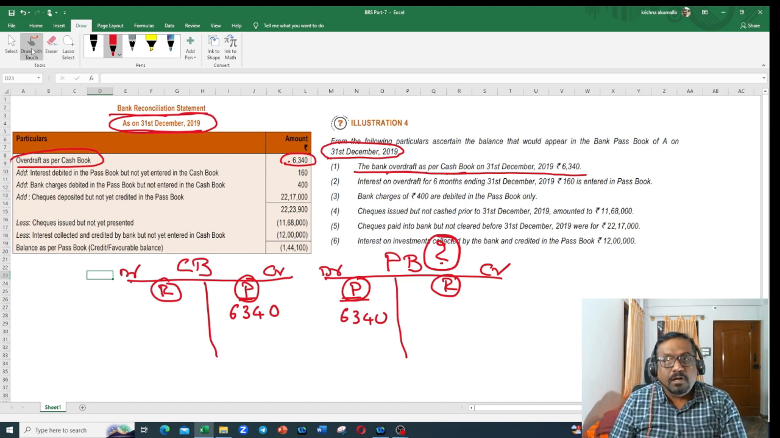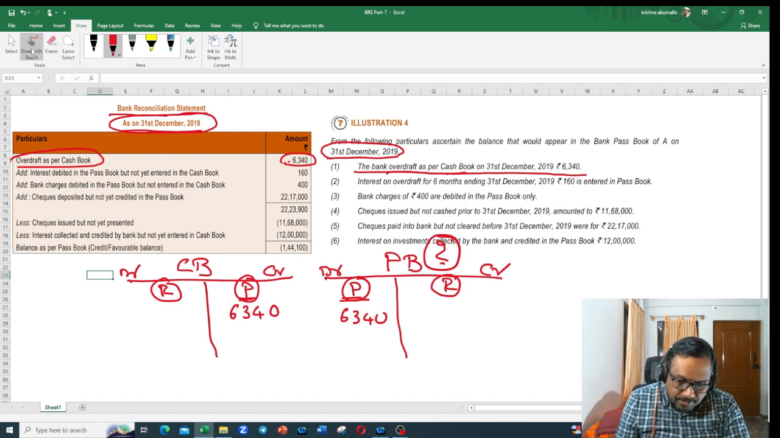Now, what is the rule? If the question mark balance is increased, you have to add. If the question mark balance is reduced, you need to deduct. That's all. If the question mark balance is increased, you have to add. If the question mark balance is decreased, you need to reduce or subtract. This is the rule we need to follow.